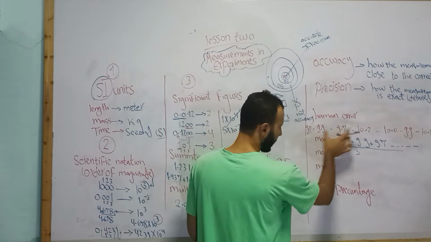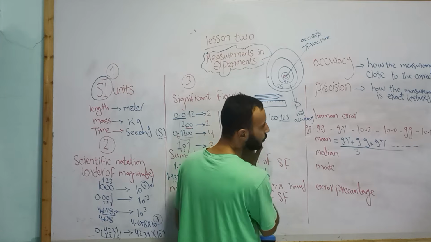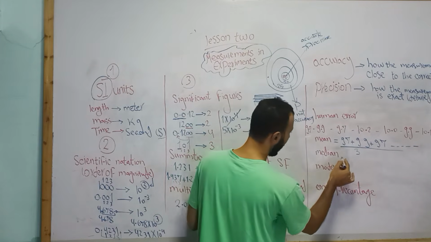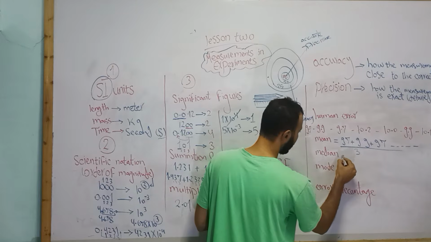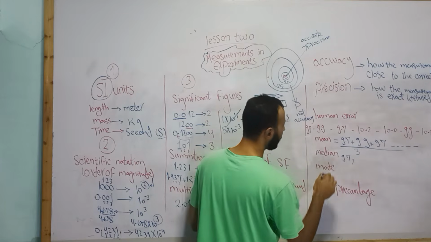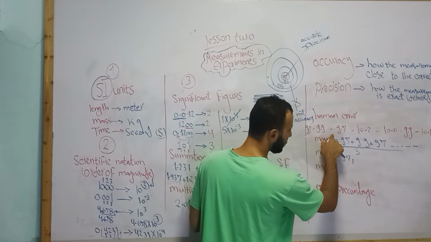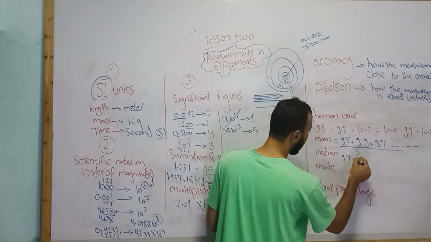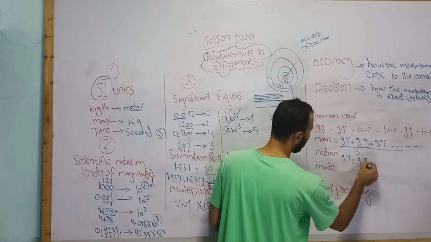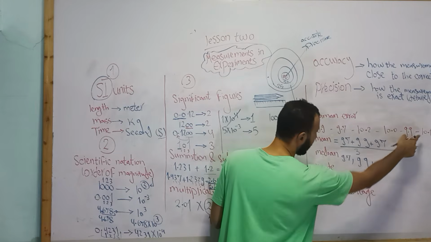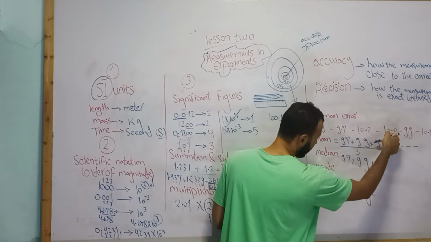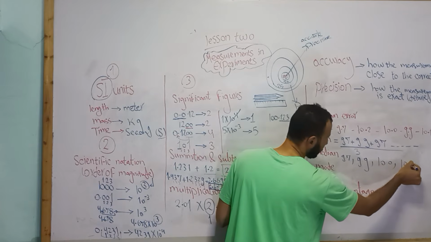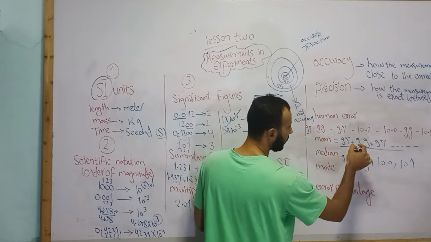Like, let's arrange these numbers. So which one is the least? 9.7. Okay, so here we have 9.7. Then 9.8. Do we have 9.8? No. Next, 9.9. 9.9. Then 10 at the beginning, and then 10.1, and then 10.2.